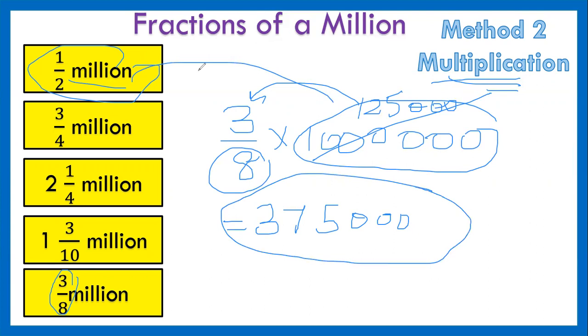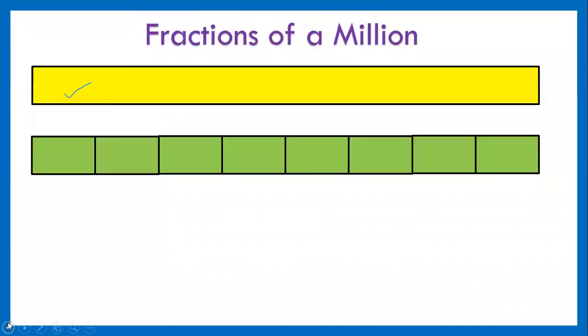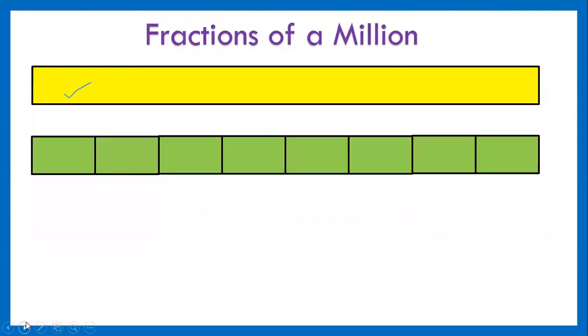So I hope you are now able to achieve this little objective of converting fractions of a million to a whole number using 2 different methods. First would be understanding them as fraction strips, and second, using the multiplication method.